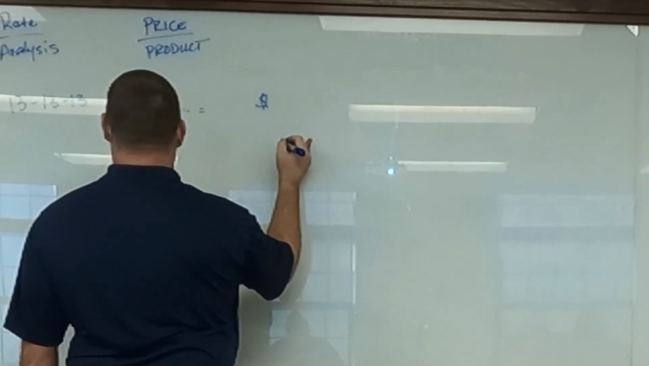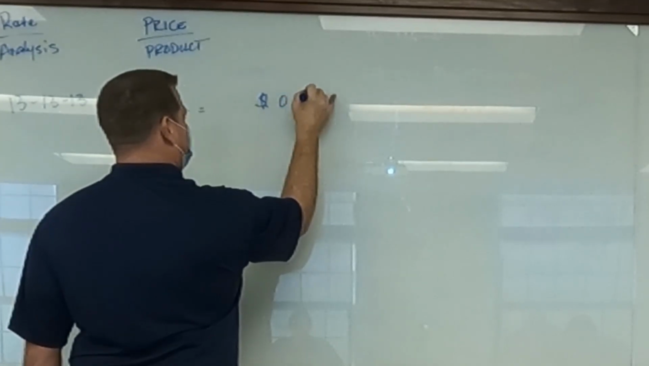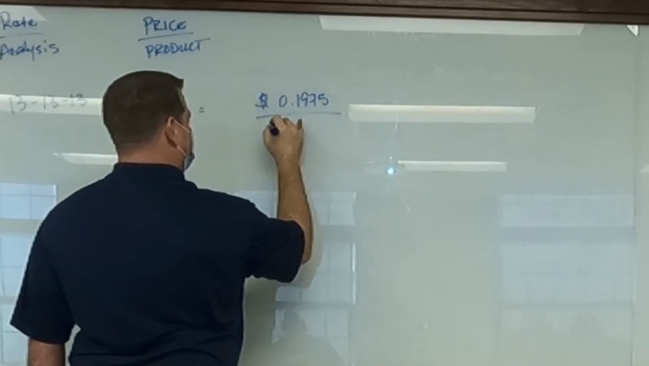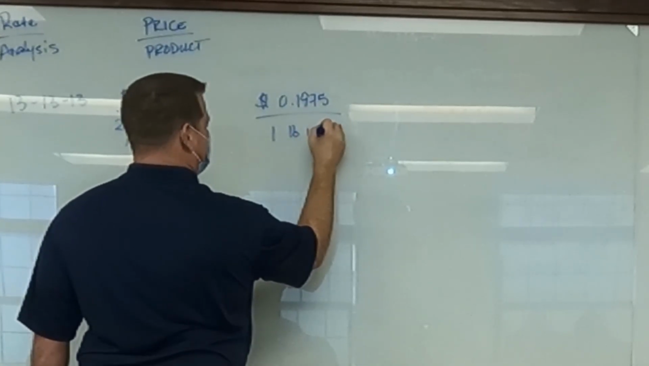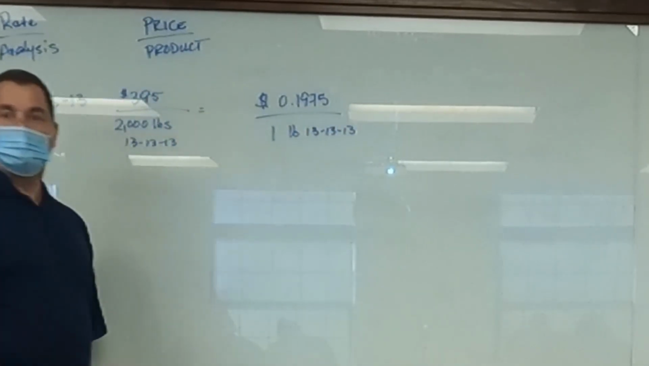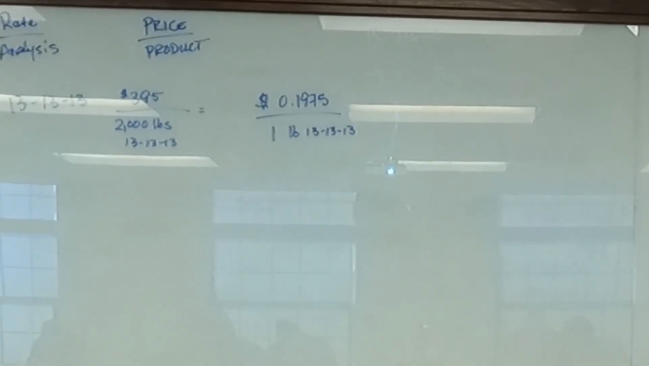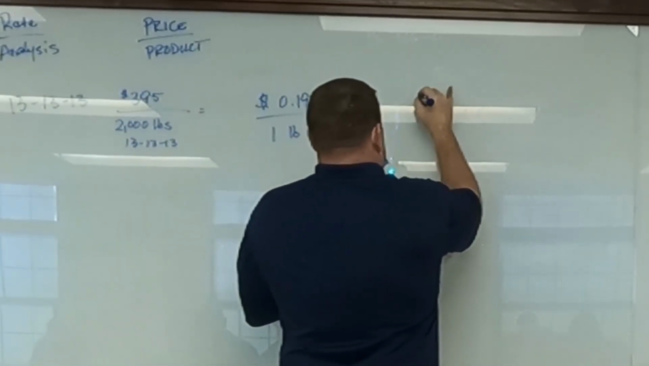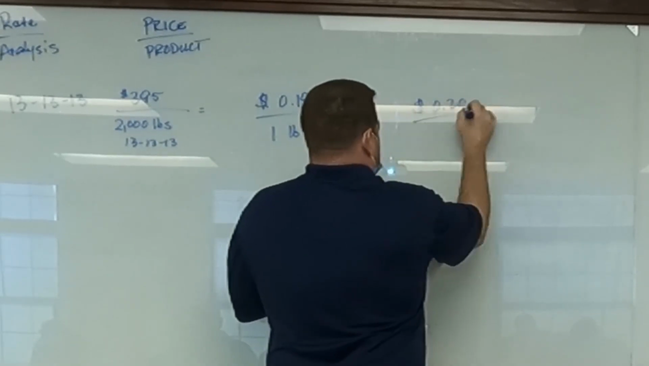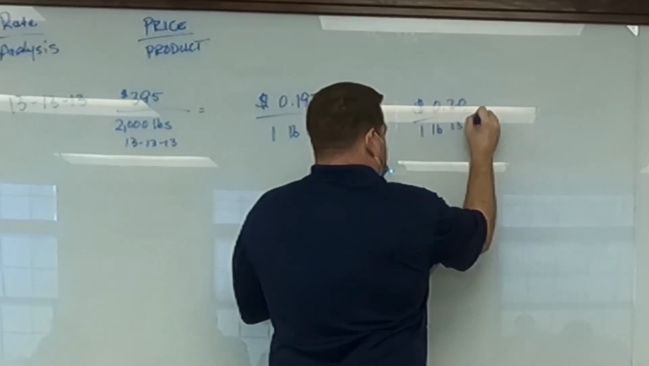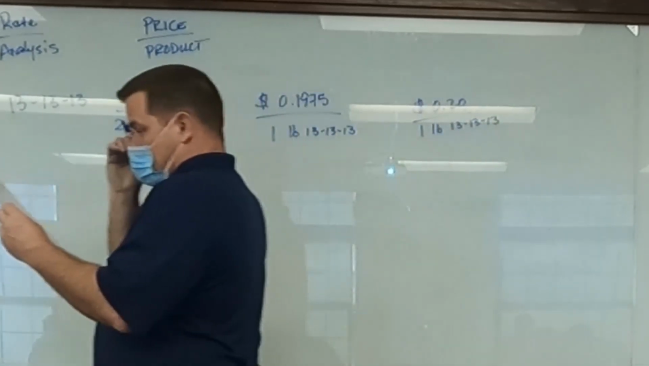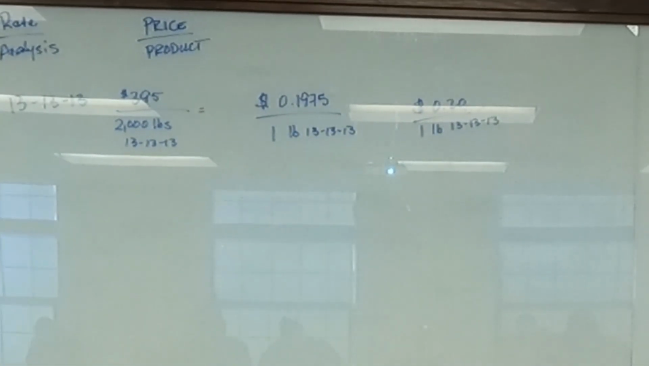0.1975. We know this is dollars. $0.1975 per 1 pound of triple 13. So about 20 cents. Let's just make it real easy, and in that block we'll just say it's 20 cents a pound. Sound fair? Or $0.20 for 1 pound of triple 13. Okay? And then from that, y'all should be able to fill out the rest of the table. I would fill out the pounds down first.